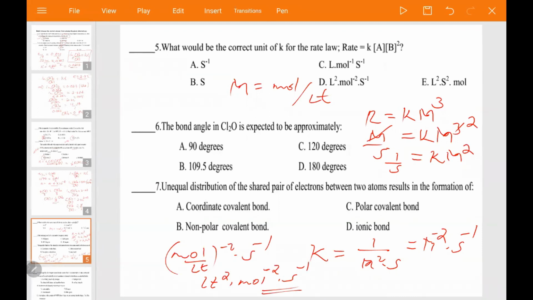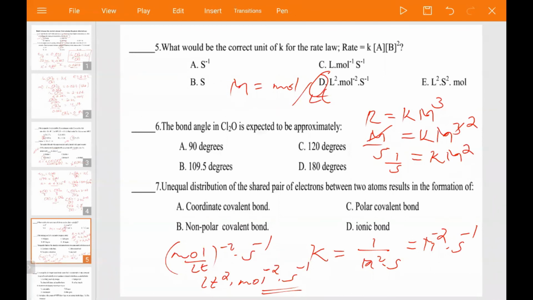So what is our answer? Liter square, L square, mole raised to minus 2 times second inverse. The answer will be D, or E? The answer is D, isn't it? Liter square, mole raised to minus 2, second inverse. What is the problem with E? Second doesn't have the inverse. The answer is D. Clear?